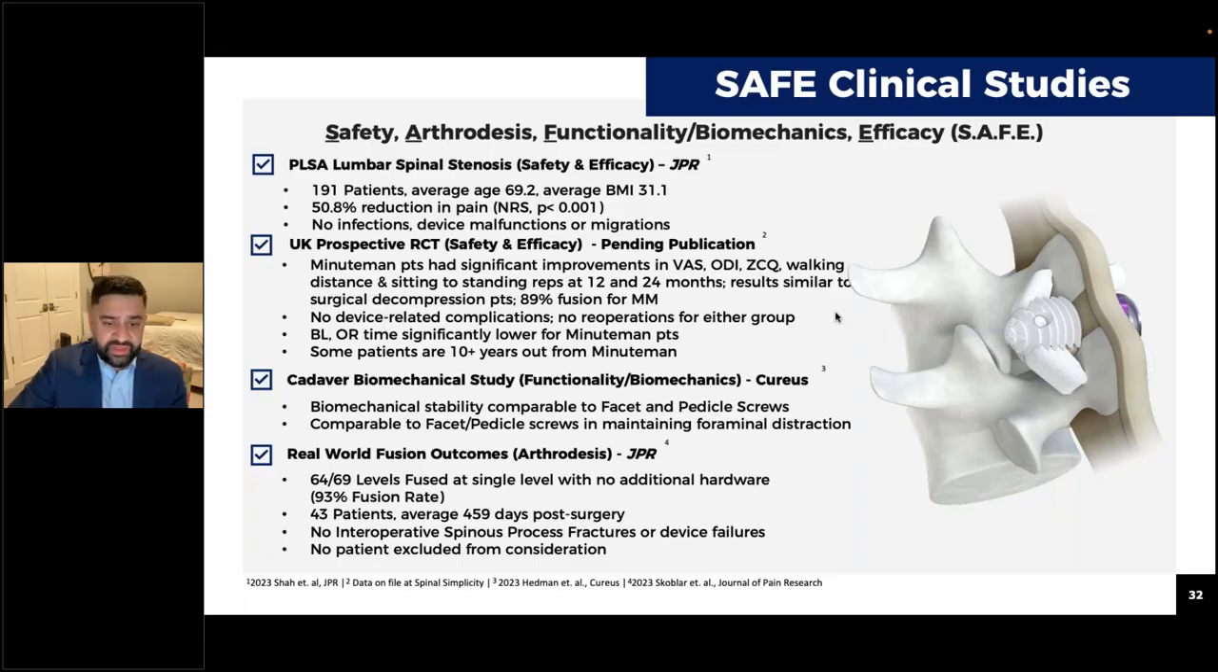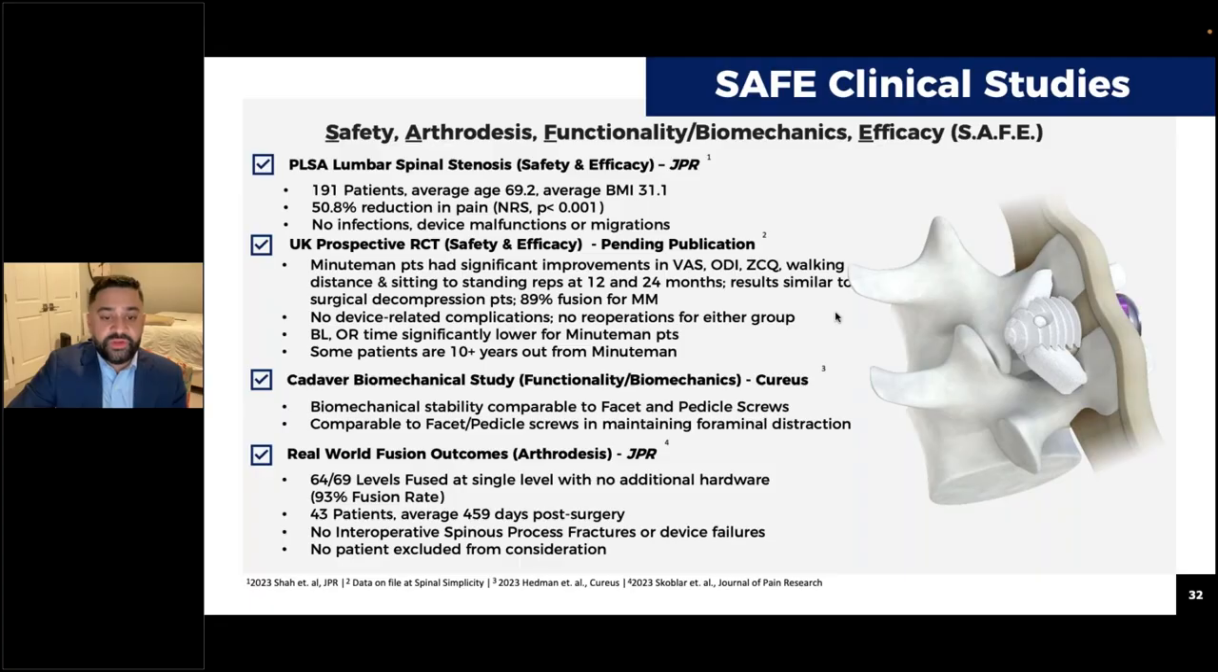There's a biomechanical study as well, looking at stability compared to facet and pedicle screws. The cadaveric study found that, compared to facet and pedicle screws, this Minuteman device was effective in maintaining foraminal distraction.